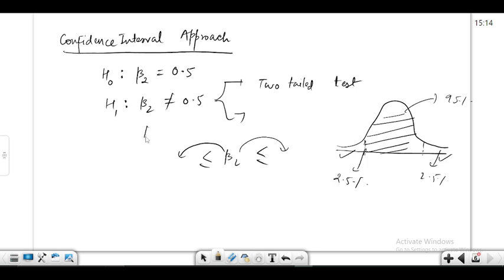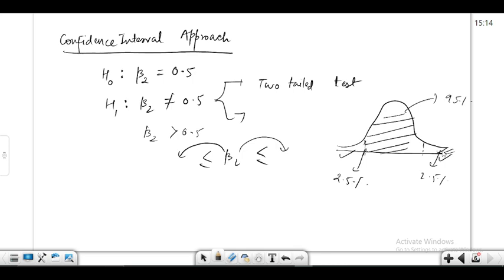Had you said that beta 2 is greater than 0.5, then you would have resorted to a one-tail test. You'd be talking about values higher than 0.5, on the upper range. This is how your tests are defined. Whether you have to go for a two-tailed test or a one-tailed test depends upon the alternative hypothesis that you have chosen.